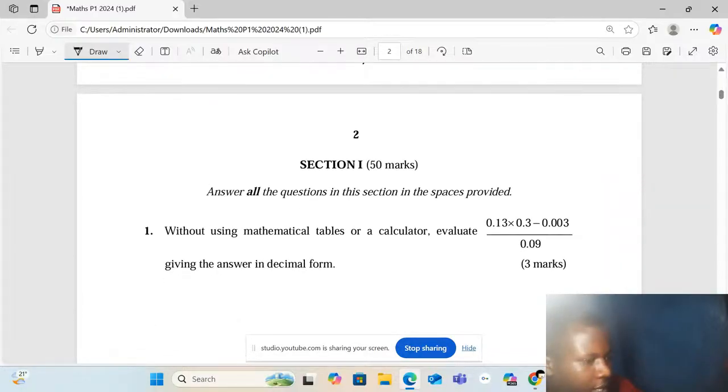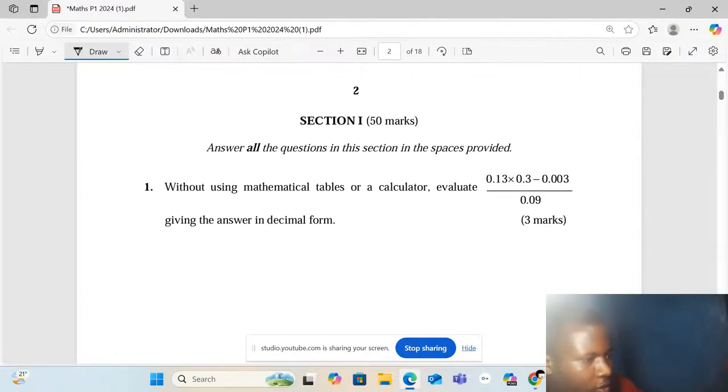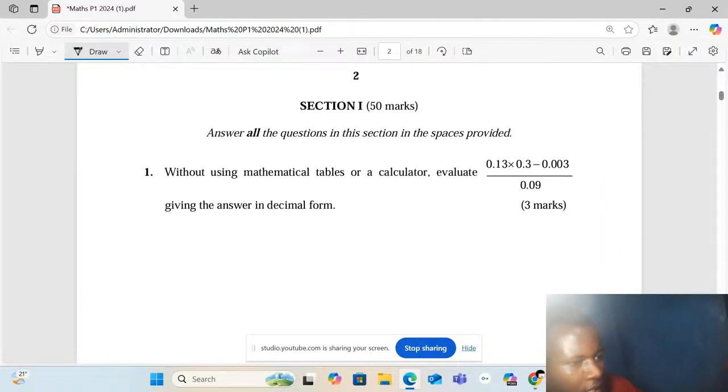Section A, number 1. The first question was asking, without using mathematical tables or a calculator, evaluate 0.13 times 0.3 minus 0.003, divided by 0.09.